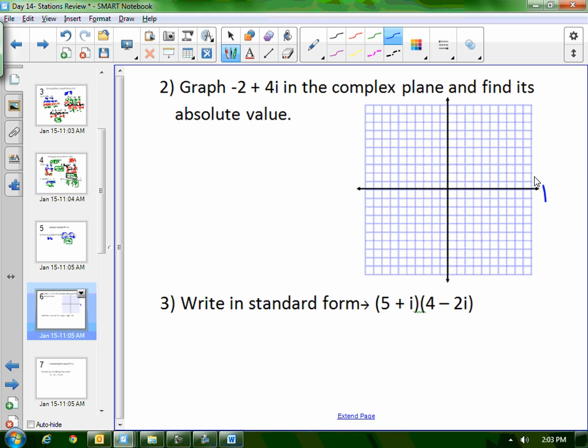Here it says graph in the complex plane. Negative 2, remember this is the real part of the graph and this is the imaginary part. So in the complex plane, negative 2, the real part, plus 4i, 1, 2, 3, 4. That is my point, negative 2, 4i. And if it says absolute value, I want to know distance from 0.